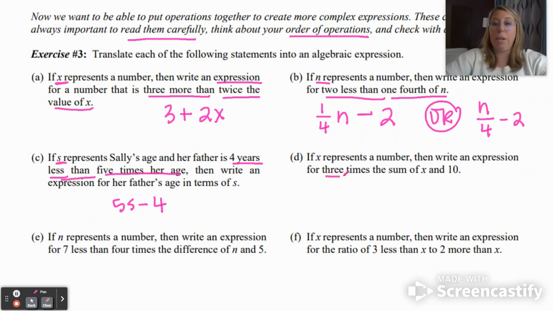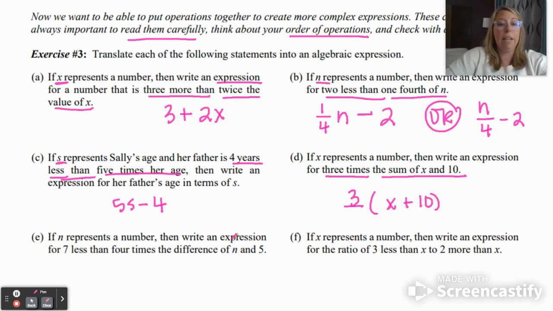Next one, we've got 3 times the sum of. Remember, we talked about that one on your chart. This is a distributive property problem. Times the sum of means I put the 3 here on the outside, and my sum goes in the parentheses. So my sum is x plus 10.